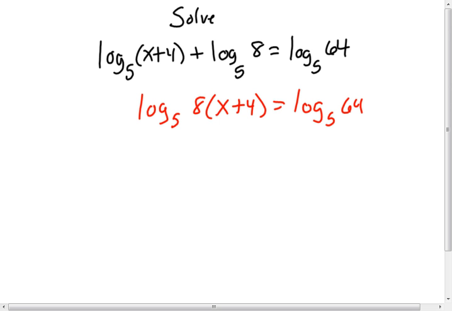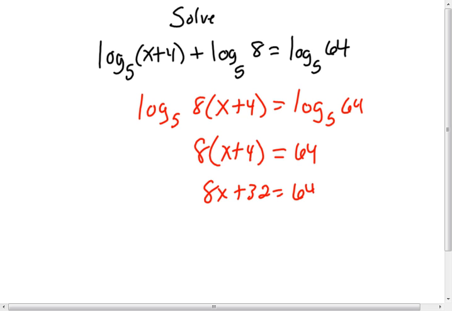So now we can eliminate the logs and just evaluate the expression 8 times x plus 4 equal to 64. Simplifying this, 8x plus 32 is equal to 64. Subtract 32 from both sides. 8x equals 32. Dividing by 8 on both sides, x equals 4.